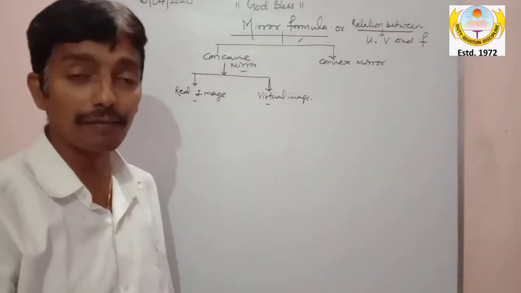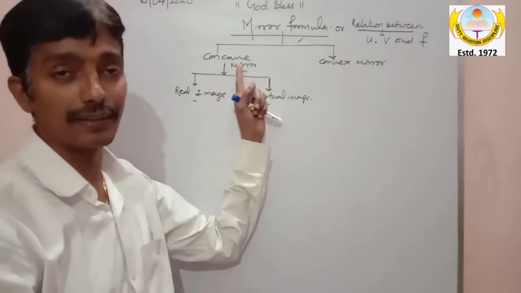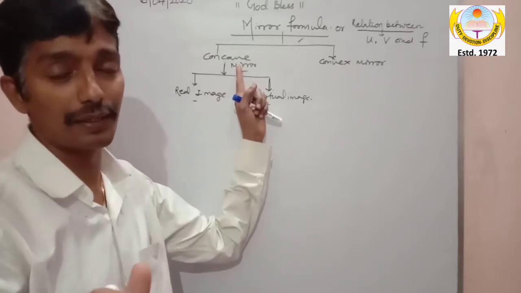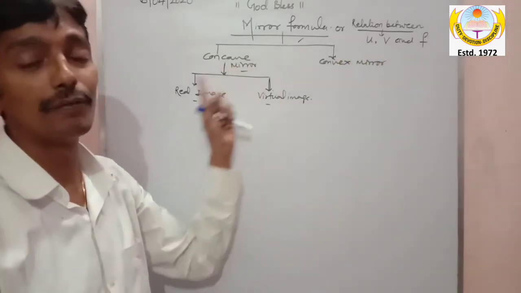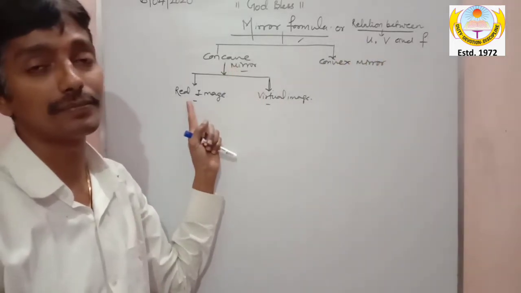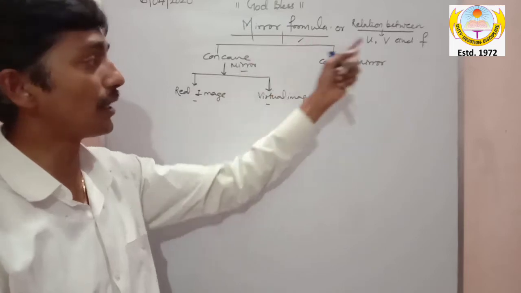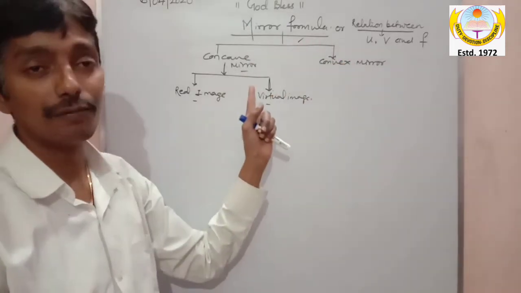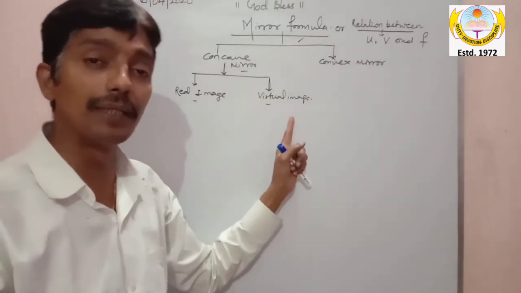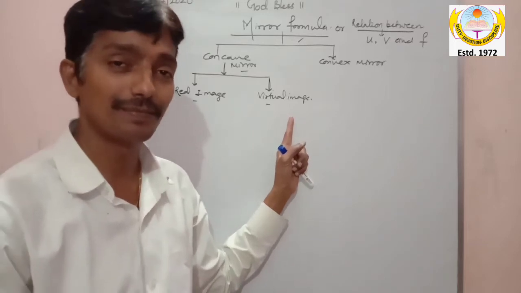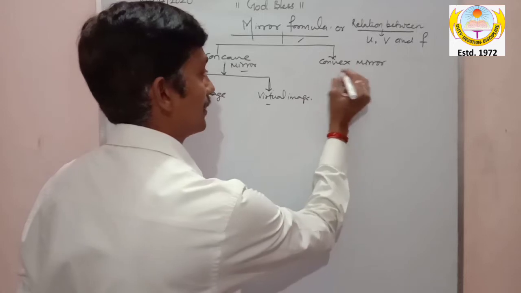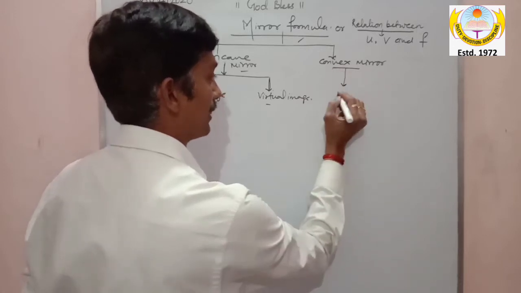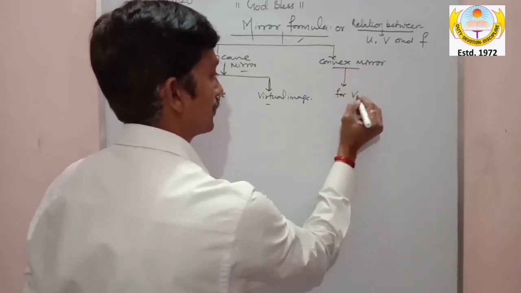That is, derive the mirror formula for concave mirror. See the question: derive the mirror formula or UVF relation for concave mirror when a real image is formed, or derive the mirror formula or UVF relation for concave mirror when a virtual image is formed. Right? Similarly, in convex mirror, the mirror formula is for only one, that is for virtual image.